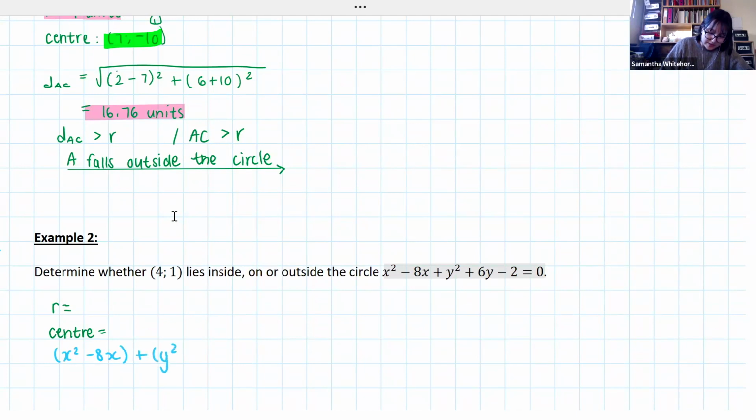Plus y squared plus 6y, sorry. And then we take the constant over, so it becomes equals to 2. Once we've done that, we can now complete our squares.